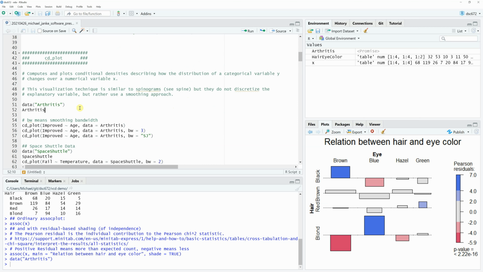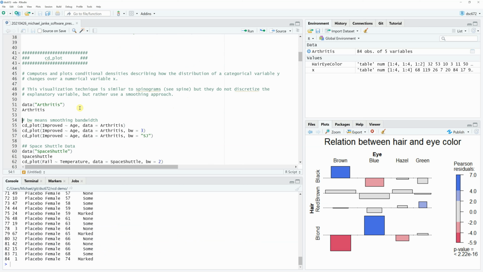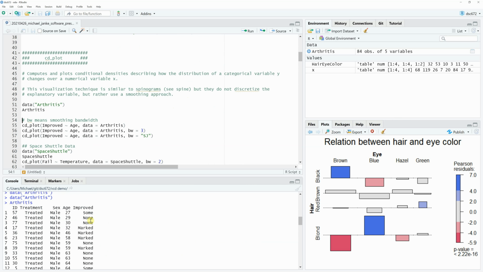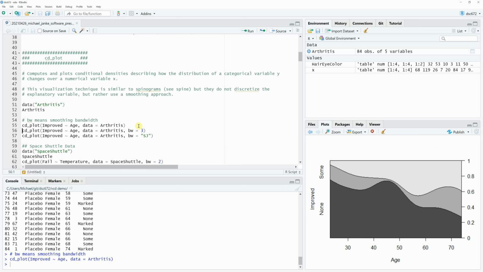So let's take a look at the Arthritis data set. We can see here the type of data that's coming in. We're going to concern ourselves with the Improved value versus the Age value. So here's our basic plot. We can see the densities moving from left to right as age increases.